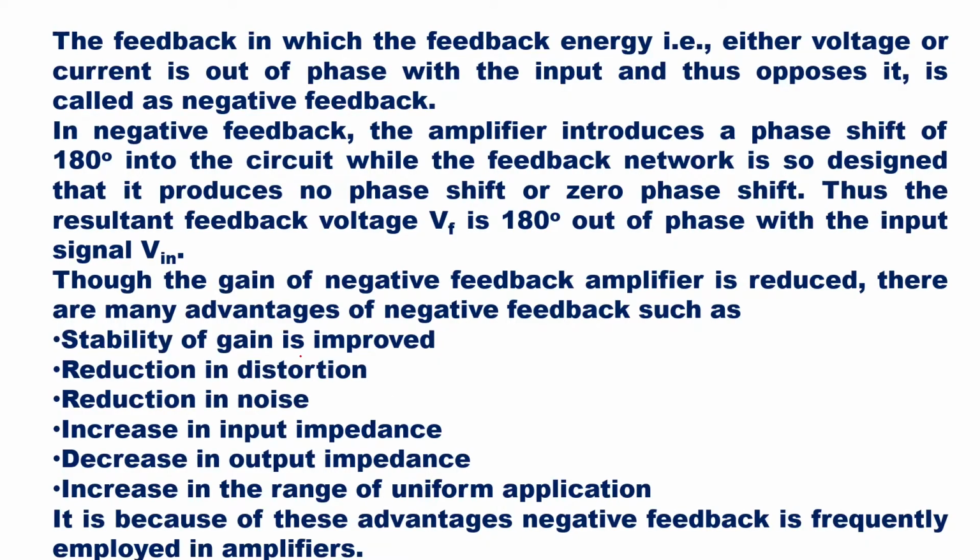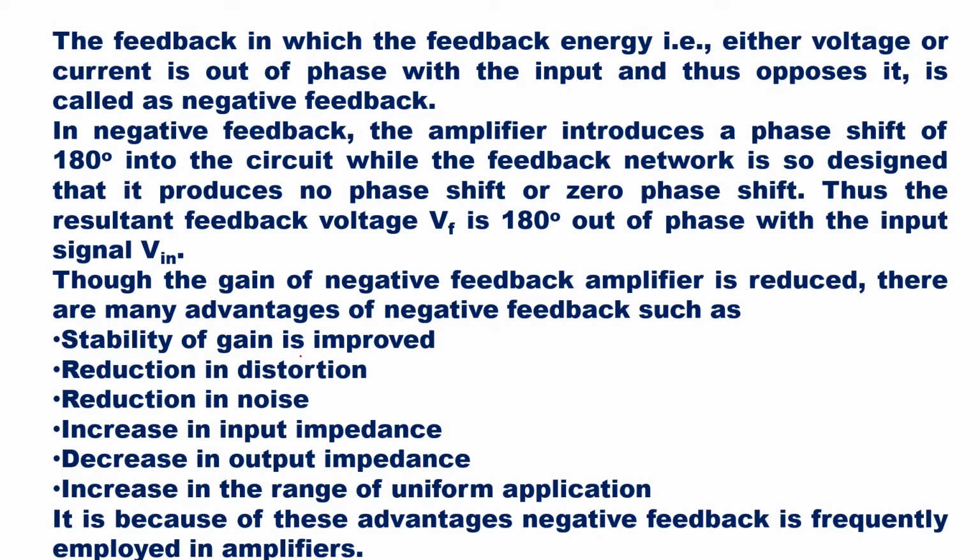Okay. So here you can see the theory of negative feedback. The feedback in which the feedback energy, that is either voltage or current, is out of phase with the input and thus opposes it, is called negative feedback. In negative feedback, the amplifier introduces a phase shift of 180 degree into the circuit, while the feedback network is so designed that it produces no phase shift or zero phase shift. Thus, the resultant feedback voltage Vf is 180 degree out of phase with the input.